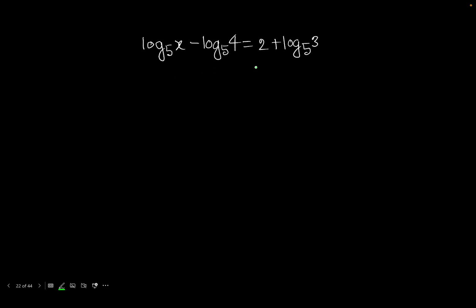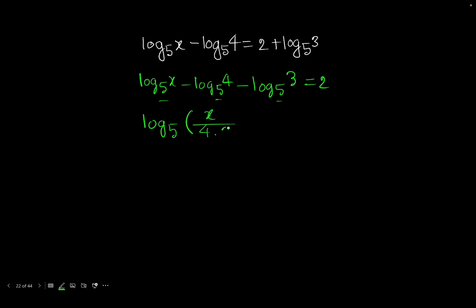So we are given an equation, we need to solve for it. So now we can write log₅x minus log₅4 minus log₅3 is equal to 2. As for all the log terms, the base is the same. So we can write log₅, as these two are in minus term, so it will be x by 4 into 3 is equal to 2.